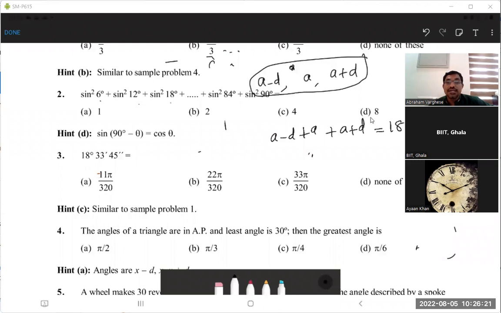So when you add all this, d and d will get cancelled, this will be 3a. 3a will be equal to 180 degree. So a will be equal to 60 degree. So the middle angle you got is 60 degree. Then you have to find what is the greatest angle there.